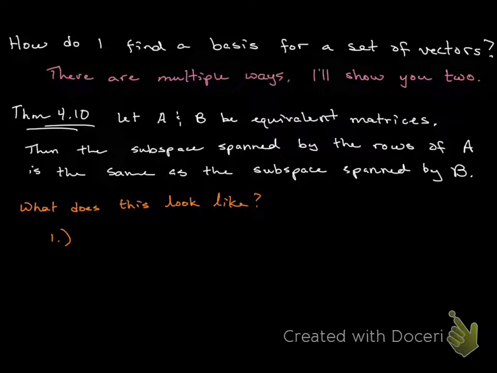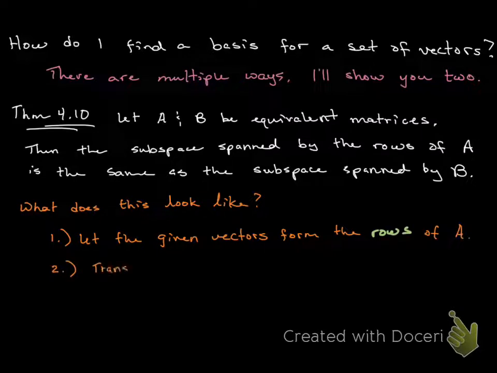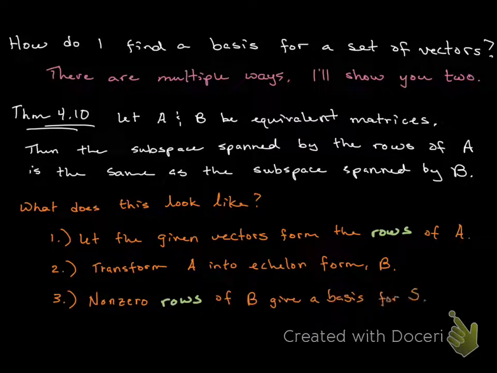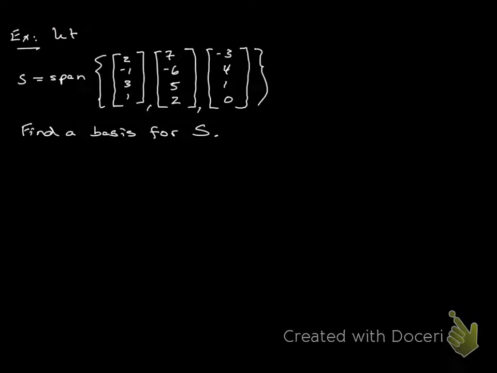Basically what we'll do is let the given vectors form the rows of A. And then I want to transform A into an equivalent matrix B in echelon form. And then the non-zero rows of B will give me a basis for S. Okay? So I'll show you what that looks like. I'll put this on the next page as well, but let's look at an example finally here.